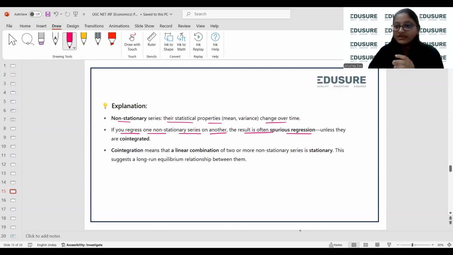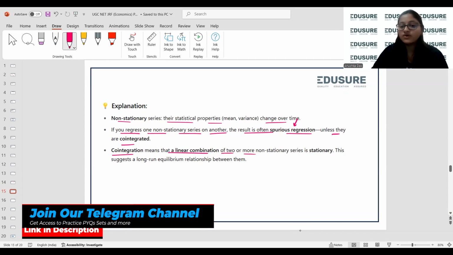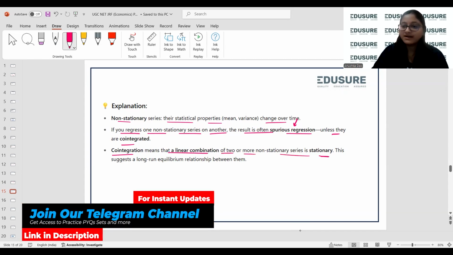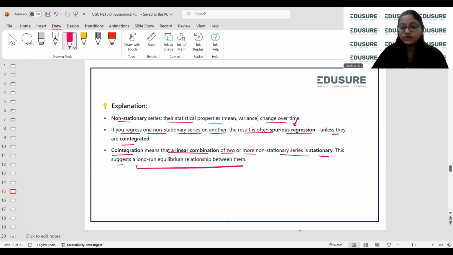But if you mistakenly regress one upon the other, the regression that you get will be spurious. Spurious means nonsense. You can do the regression, but it will not make any sense unless they are co-integrated, unless some sort of relation comes up, which will not come out. So co-integration means a linear combination of two or more non-stationary series becomes stationary, and this suggests a long-run equilibrium relationship between them, right? This is a very, very important concept.